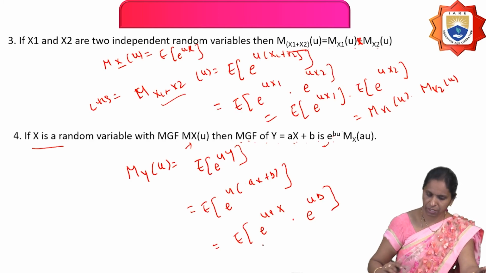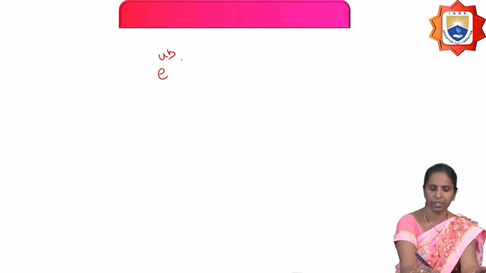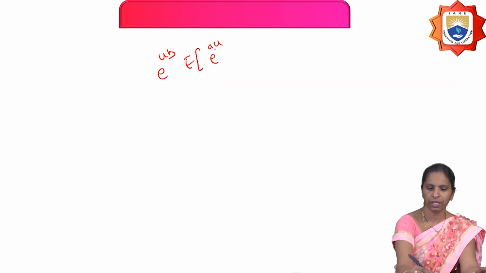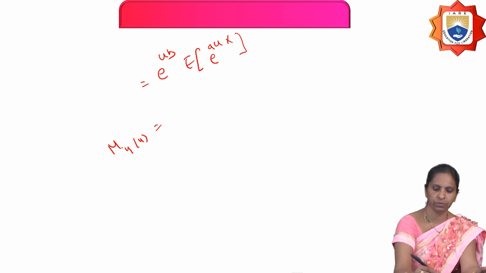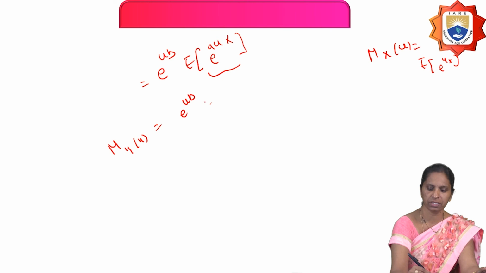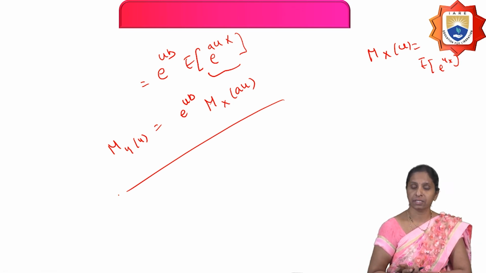Okay. Now what is here? The term e^(u b) is a constant, isn't it? The expectation is always found with respect to the random variable. Here, which is the random variable? X is a random variable, and u is the moment generating function variable. So when you are finding the expectation, it is not a function of x. So it is a constant. So bring it outside. Then I can write this as e^(u b) into the expectation of e^(a u x). That equals nothing but the moment generating function: M_y(u) is equal to e^(u b) into... Now, M_x(u) is equal to the expectation of e^(u x). In place of u, I'm having a u. So I can write this as M_x(a u). Like that, you can calculate the moment generating function of any transformed random variables also.